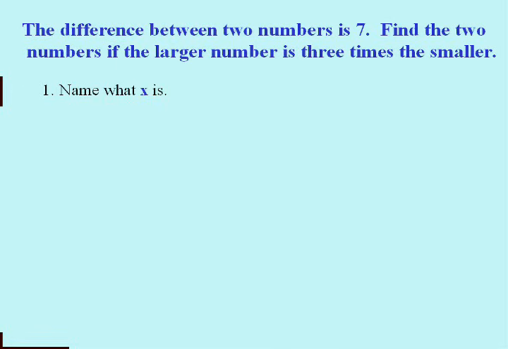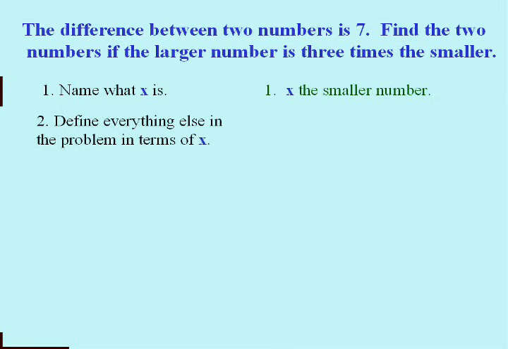What did I tell you in that case to do? Let's let x be the smaller number. And we're done step 1. Probably the most commonly skipped step. Now step 2 is to name everything else in the problem in terms of x. Now we start with English. We have the smaller number, so in English, what is the other thing?